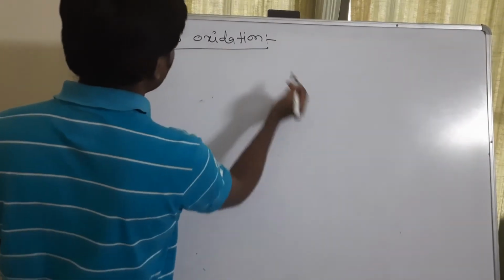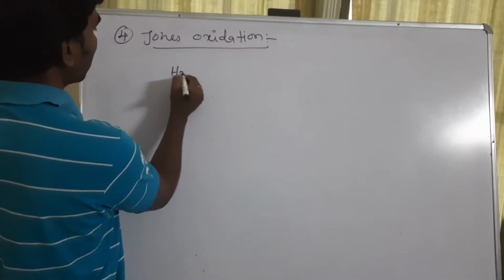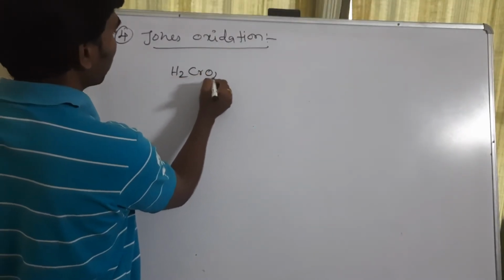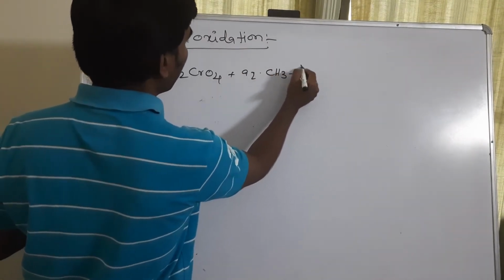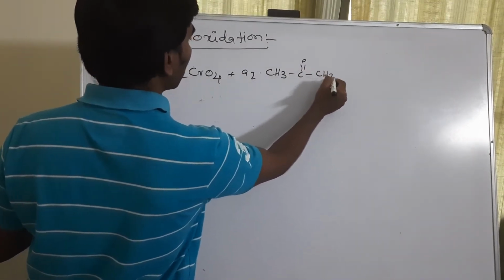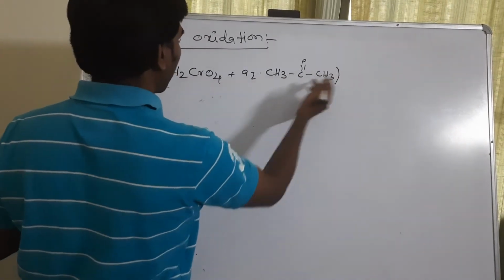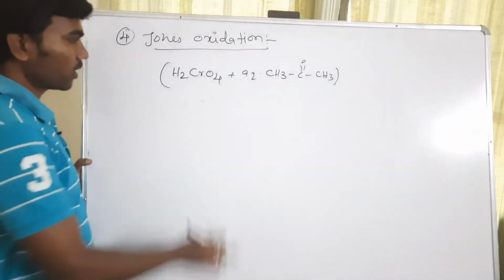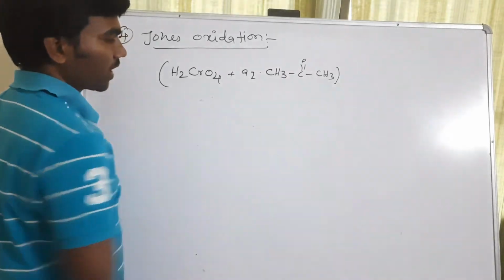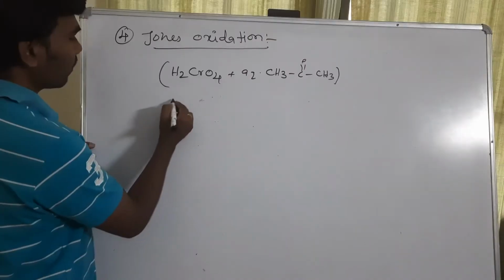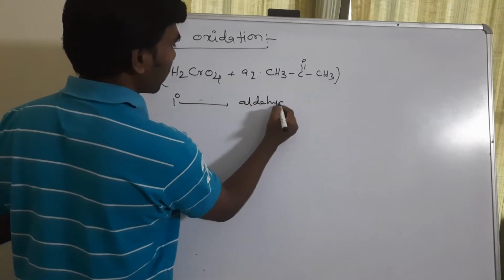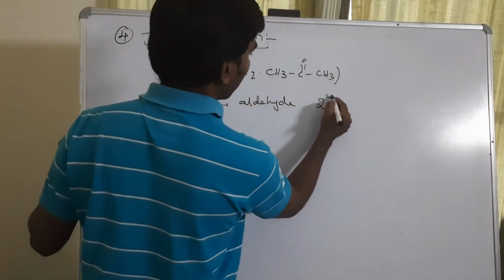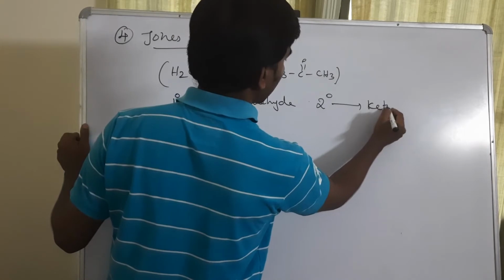So here, Jones oxidation means chromic acid, H2CrO4, in aqueous acetone, CH3C=O CH3. This is called Jones oxidizing agent, Jones reagent. Chromic acid and aqueous acetone is called Jones reagent. It also gives the same result: primary alcohol will give aldehyde, and secondary alcohol will give ketone in the case of Jones oxidation also.